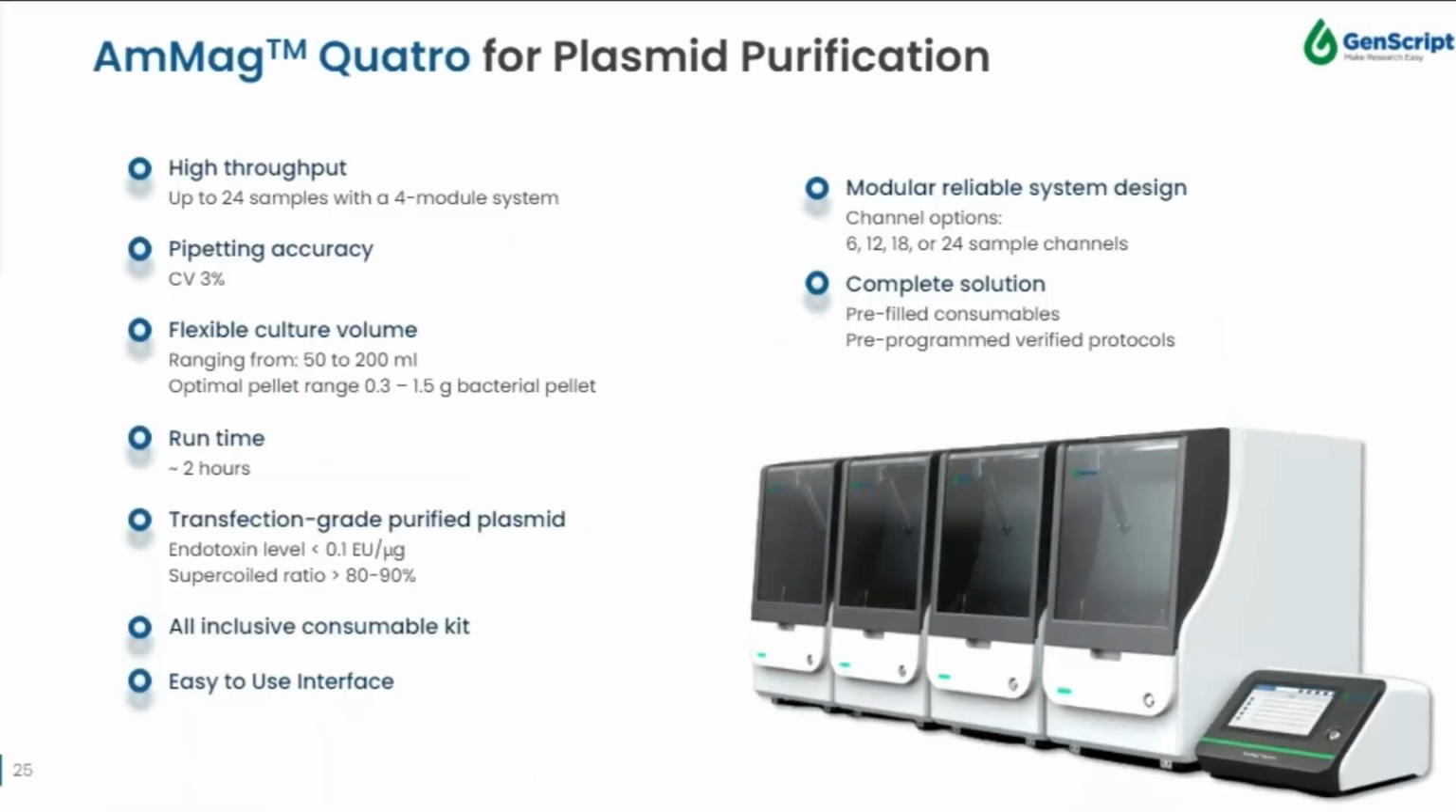If customers choose to perform the plasmid construction themselves, we also offer the MAC Quattro plasmid purification system, which is a fully automated solution designed for purification of large-scale and high-quality plasmid. The comprehensive solution consists of a system controller that provides simultaneous operation of 4 independent purification modules, and MAC Quattro is powered by magnetic bead technology. The key benefits of the system include high throughput up to 24 sample screening, flexible culture volume ranging from 50 to 200 ml, and ready-to-use consumables available for quick use.